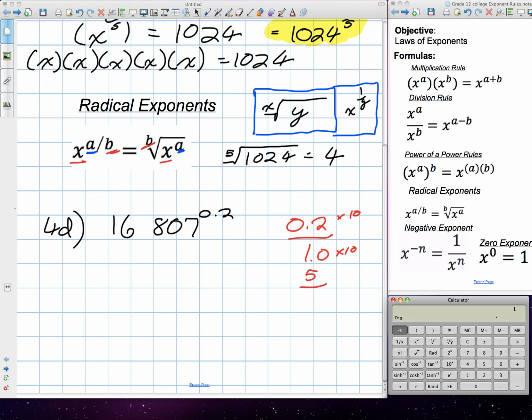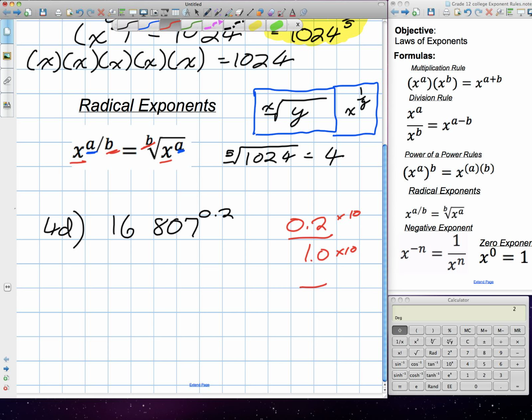Why did it say 5? That didn't make sense. Yeah, it's definitely 2. There you go, 2. And 1 times 10 is 10. So we have 2 over 10. We need to reduce this, which is equal to 1 over 5.